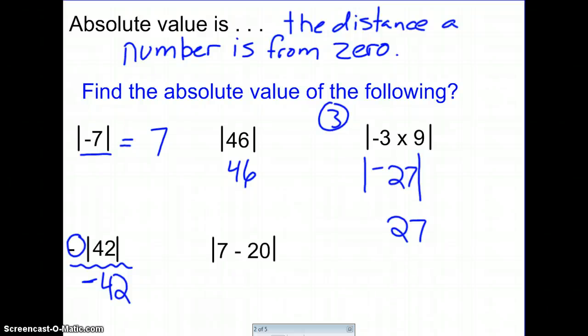Absolute value signs act like brackets, so I need to go ahead and subtract 7 minus 20 in this last example that we have here. That will give us -13, and I'm looking at the absolute value of -13, which ends up being 13. Again, stating it's 13 units from 0. Hopefully that's just a quick review, and we're feeling confident with that.